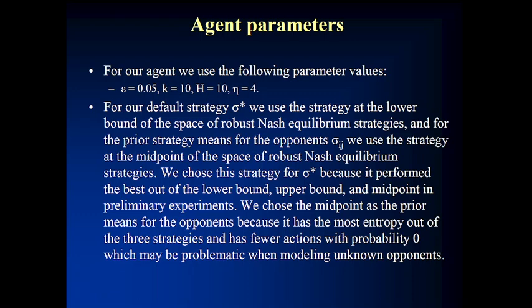Now, for our default strategy, we used a strategy at the lower bound of that robust equilibrium space, because we had done some experiments previously where this had done well. We could have used another equilibrium, but in general, you would want to use some sort of approximate equilibrium or some known pretty reasonably strong strategy. For the opponent's prior, we chose the strategy at the midpoint of the robust equilibrium space, because it had more entropy, it had fewer probability 0 actions, which we know are problematic for the prior. And so those were the default prior strategies that we used.